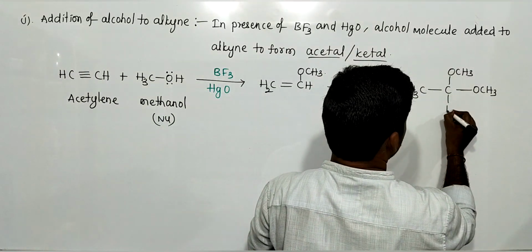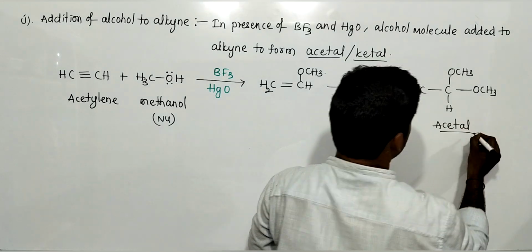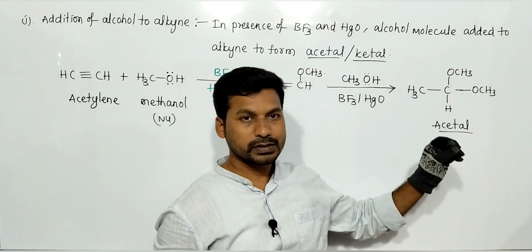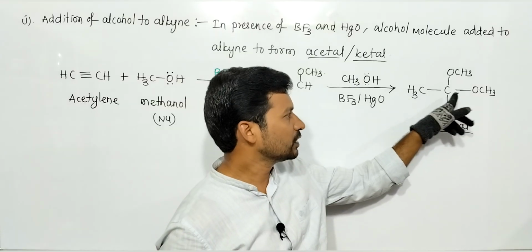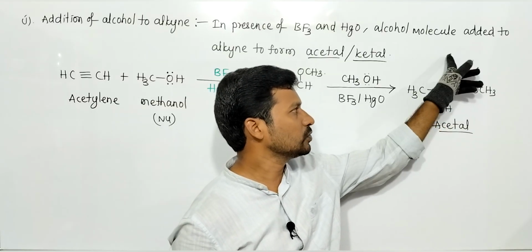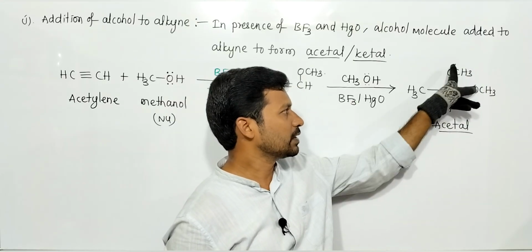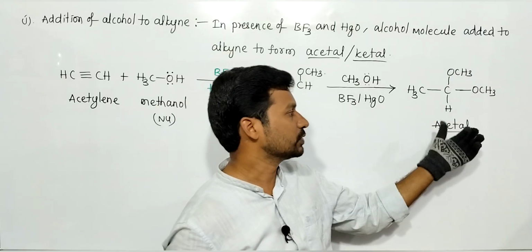So here hydrogen, so this is what? Acetal. Acetals are the compounds in which this primary carbon contains two methoxy groups, two alkoxy groups. So primary carbon containing two alkoxy groups. Okay, acetal.